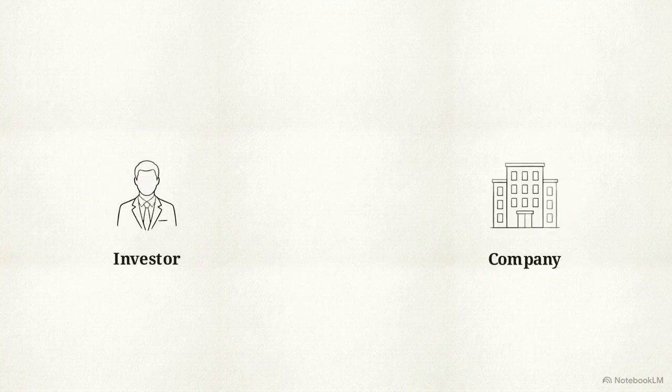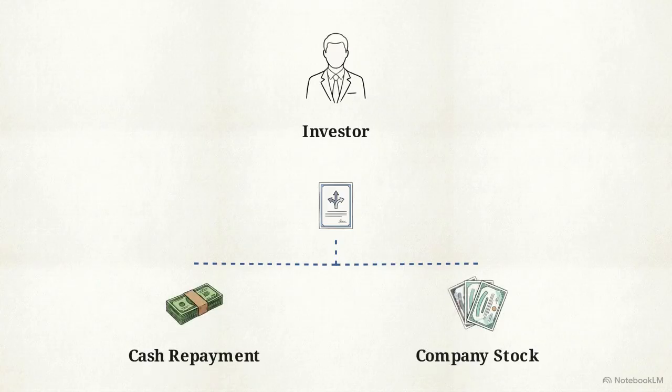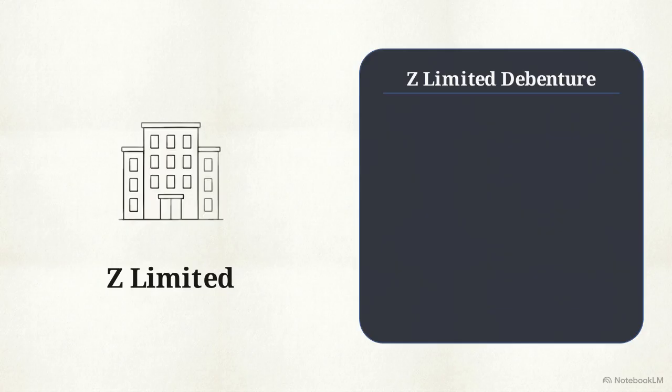When a company issues a convertible debenture, it borrows money just like it would with a standard bond. But at the end of its life, this instrument gives the investor a choice: take a cash repayment or trade the debt for company stock. This dashboard displays the exact terms Z Limited is offering.